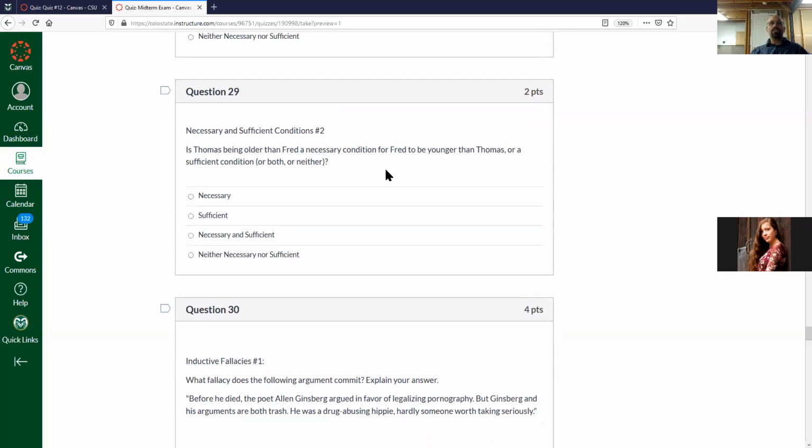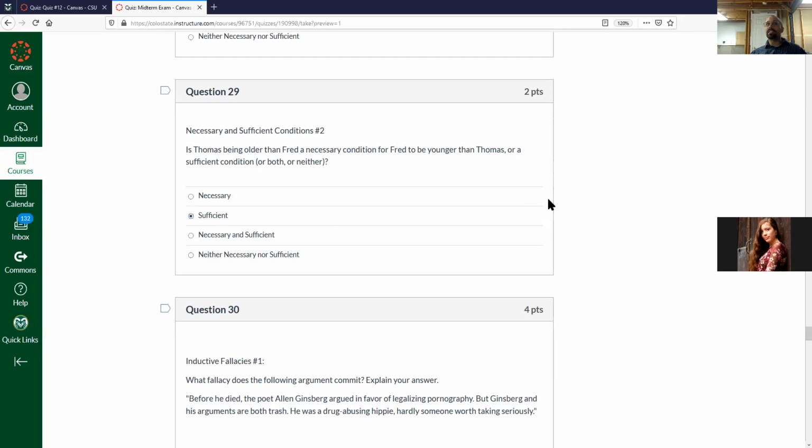Is Thomas being older than Fred a necessary condition for Fred to be younger than Thomas, or a sufficient condition, or both or neither? Again, let's do the same reasoning, right? Every time, and it's weird to say every time, but go with it. Every time Thomas is older than Fred, is it true that Fred will be younger than Thomas? Yes, every single time. So it's a sufficient condition.